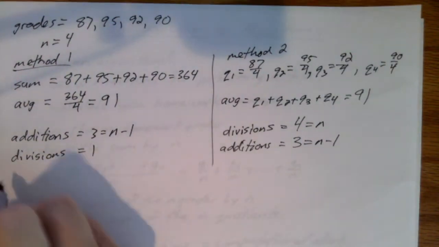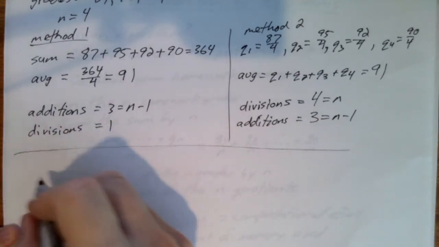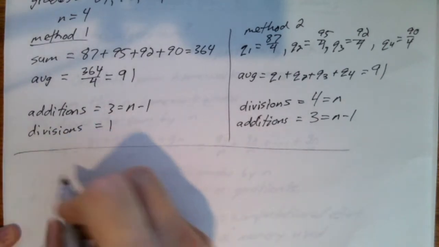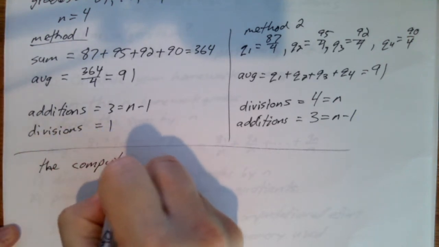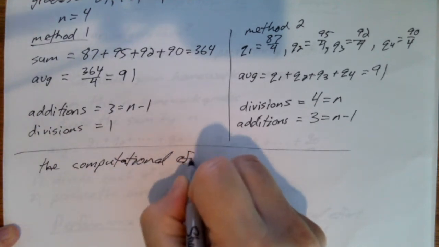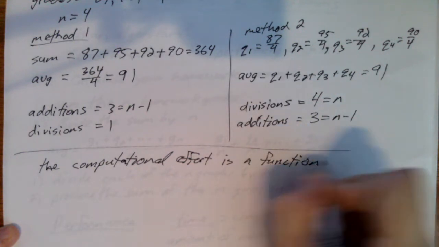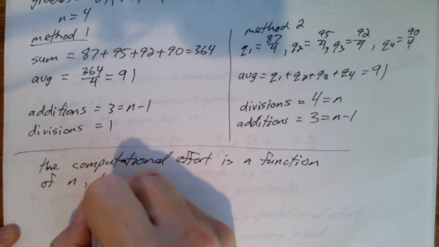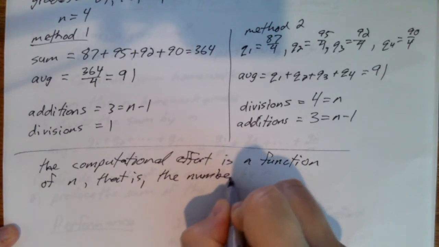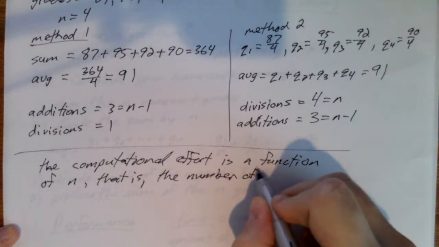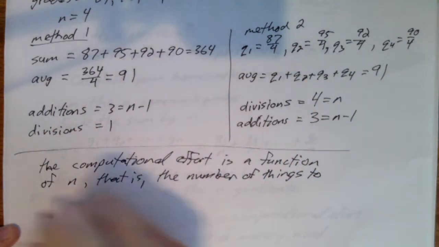Okay? And so this demonstrates something that is true of algorithms in general. It's not an absolute, but for many algorithms, the computational effort is a function of n. That is, the number of things, because they don't have to be numbers, they could be names or whatever, the number of things to be processed.